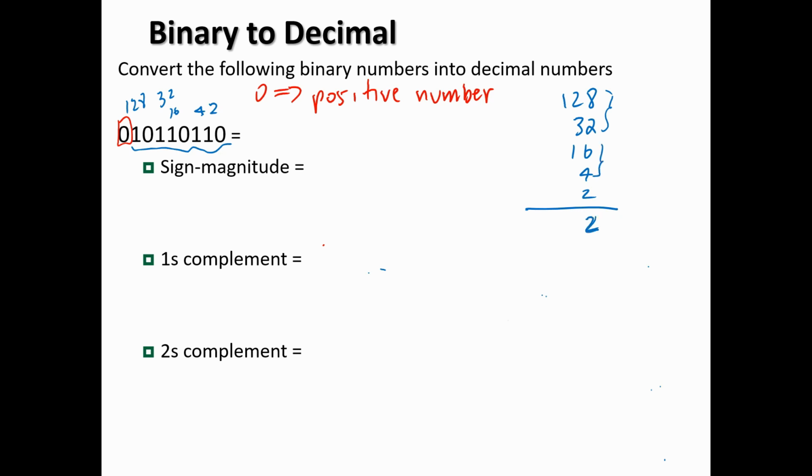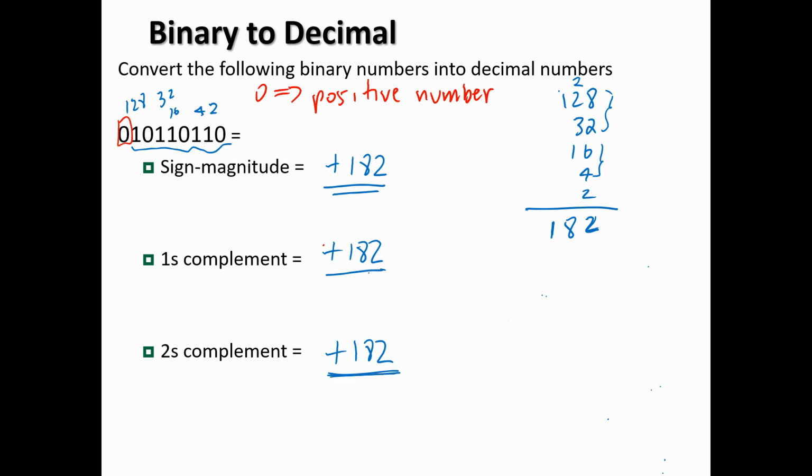So 22. 2 and 2, that's 4. And 4, that's 8. And that's 182. Yeah, so just double checking that I added correctly. 8 and 2, that's 10. 6 and 4, that's another 10. Okay, so positive 182. And since it's a positive number, we don't do anything to it. 182. That's it. So just pay attention.